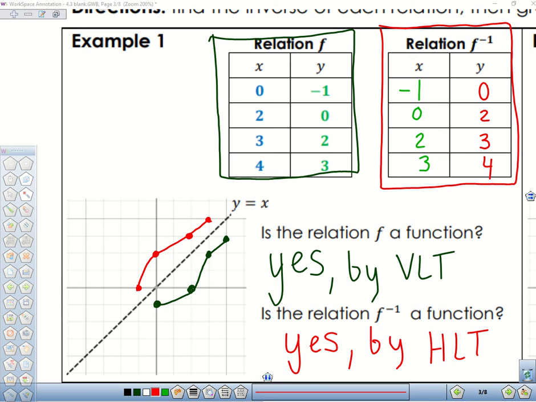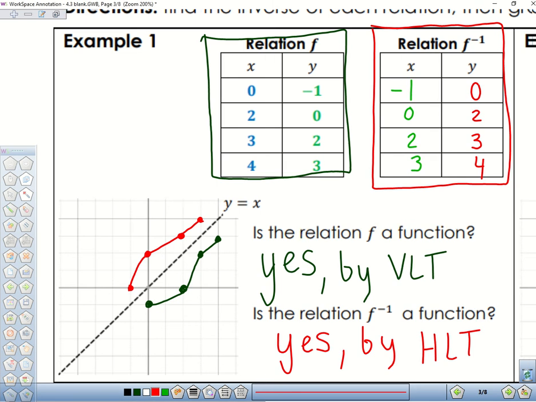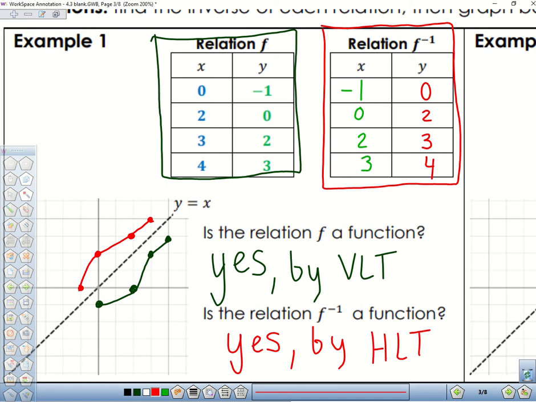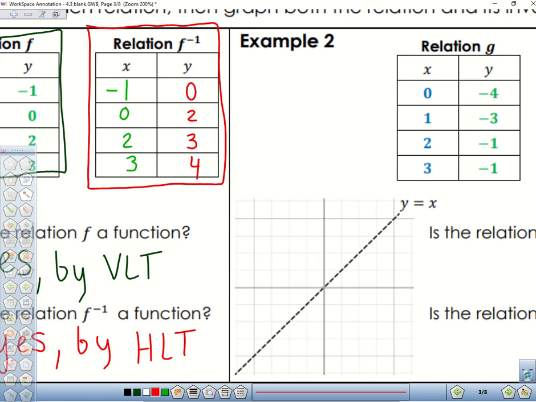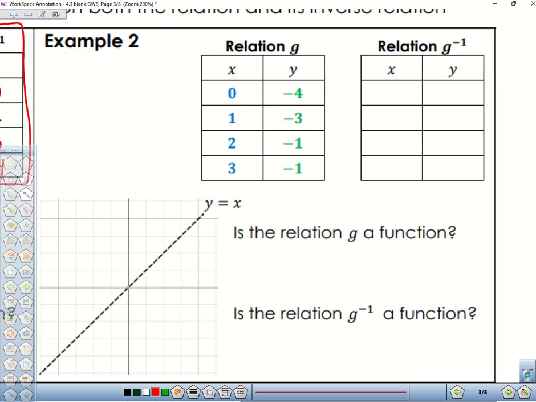All right, moving on. So there's also questions where we don't do graphing. We actually do it algebraically, which we're going to learn about next. So let's talk about example 2.